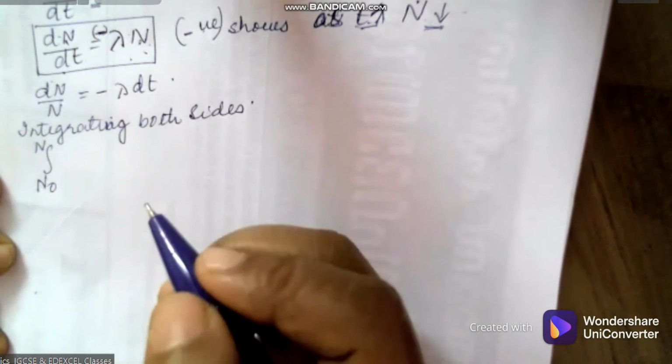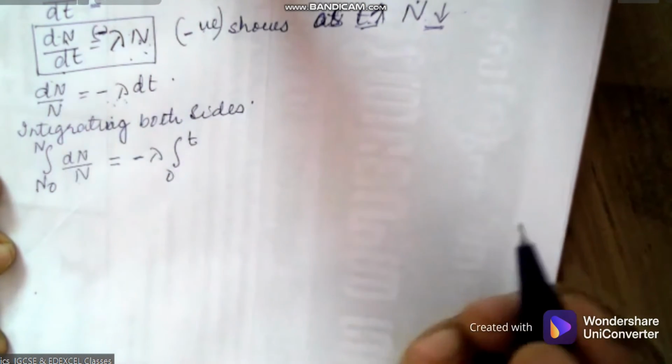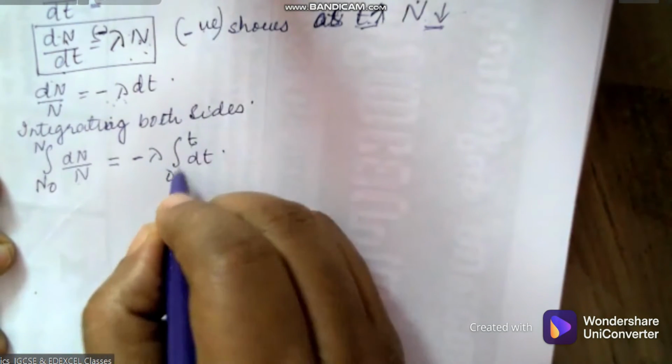Integrating both sides, what do you get? In the beginning you had N0, now you have N. So the integral from N0 to N of dN by N is equal to minus lambda. Lambda is a constant, so you can take it out of the integration, and the integral goes from 0 to t of dt. Here the limits are N0 to N and it is dN. Now what is the integral of dN by N?